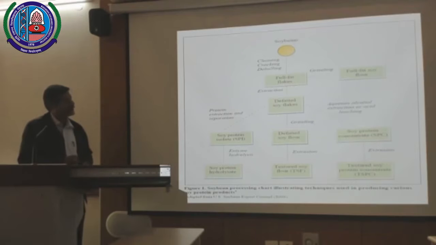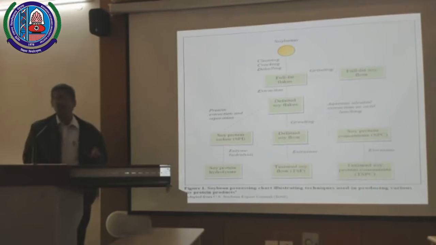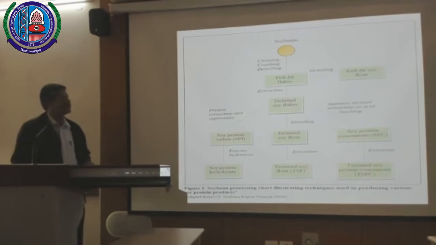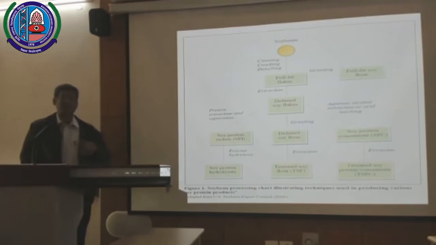So, cleaning and dehulling. This is the removing. You can use a clean mill, which you must be using in your lab or in your institute or university. And removing the seed coat can be done mechanically. Once the seed coat has been removed, comes the fat extraction. You can use hexane to take out the fat.